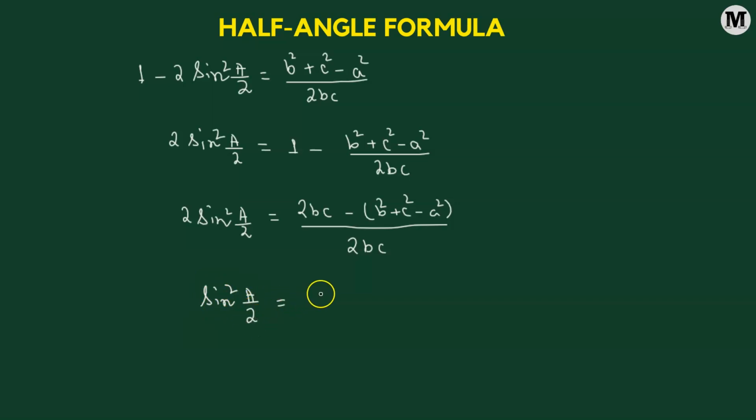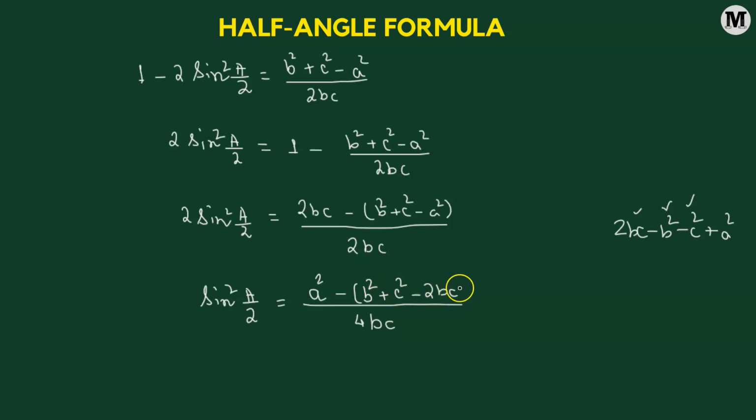And this is going to be equal to, on the denominator, 4 times bc. Now we'll try to rearrange the terms in the numerator. So here we have 2bc minus b squared minus c squared plus a squared. We're going to consider a squared to be the first term. Then we will take negative as the common factor from the first 3 terms. So that's going to give us b squared plus c squared minus 2bc.